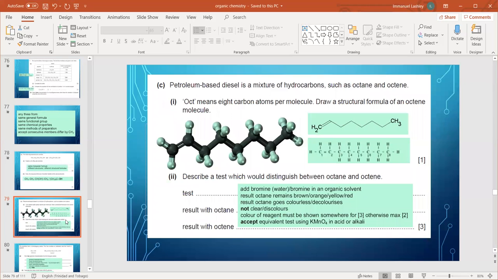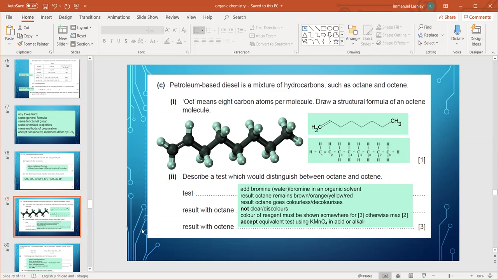All right, so next question. Petroleum-based diesel is a mixture of hydrocarbons such as octane and octene. Oct means 8 carbon atoms per molecule, and they ask you to draw a structural formula of an octene molecule.